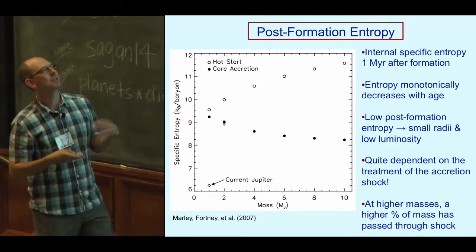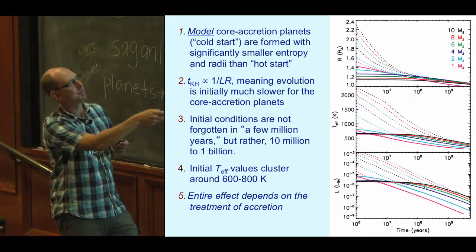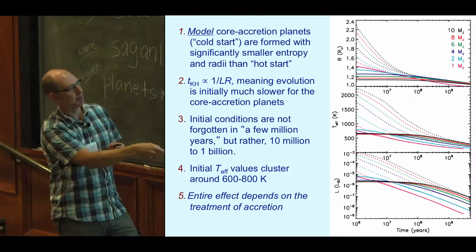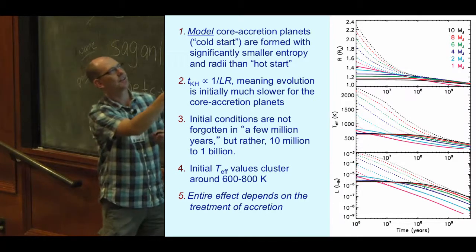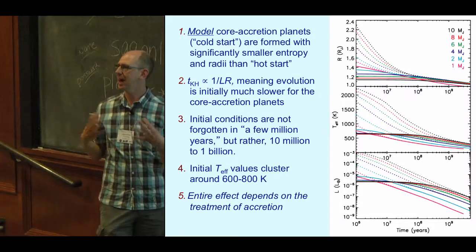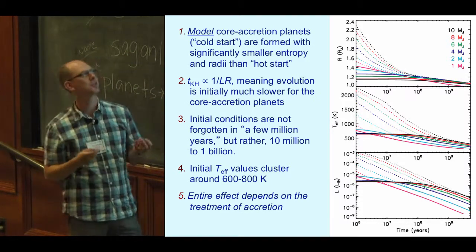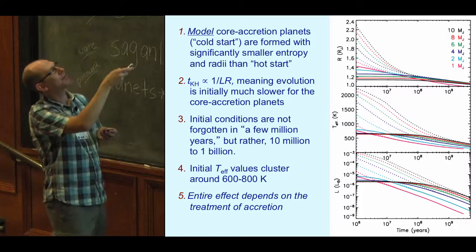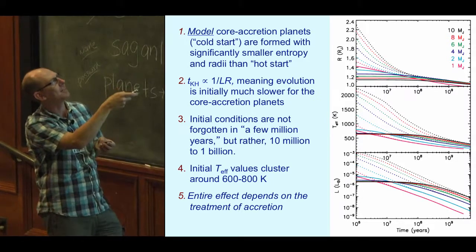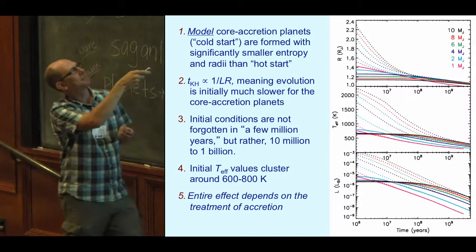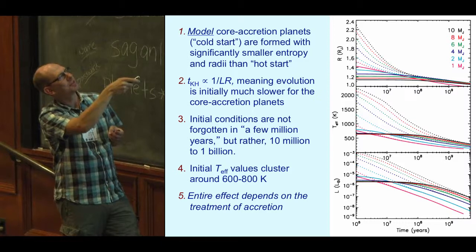And so what you get are evolution models that look like this. This is the radius in Jupiter radii, the effective temperature, and the luminosity. This is 1 million years out to 5 billion years. The dotted curves are the arbitrarily hot starts. The solid curves are this cold start, this core-accretion start. And so the model core-accreted planets are formed with significantly smaller entropy and radii than the hot starts, because the Kelvin-Helmholtz time goes as 1 over L times R.